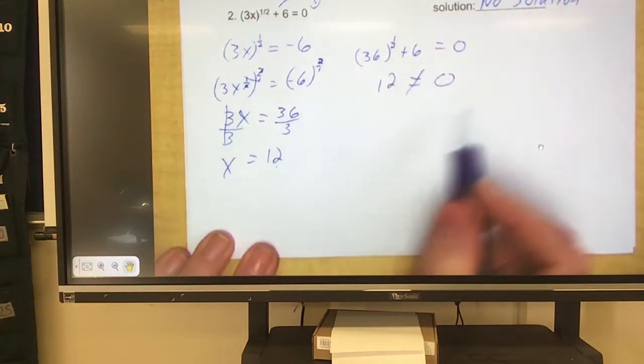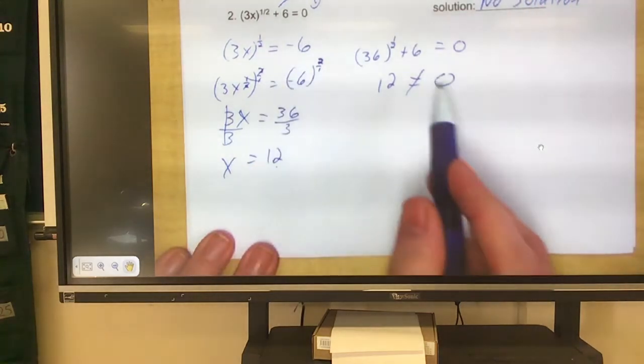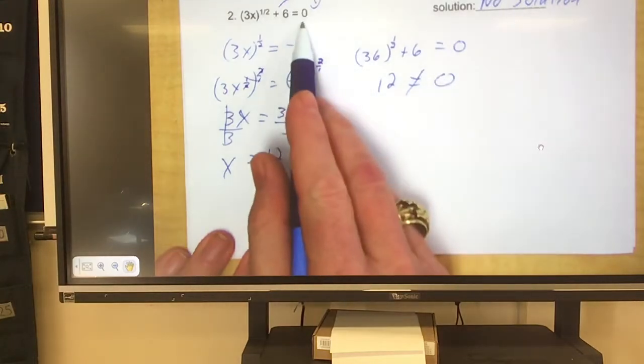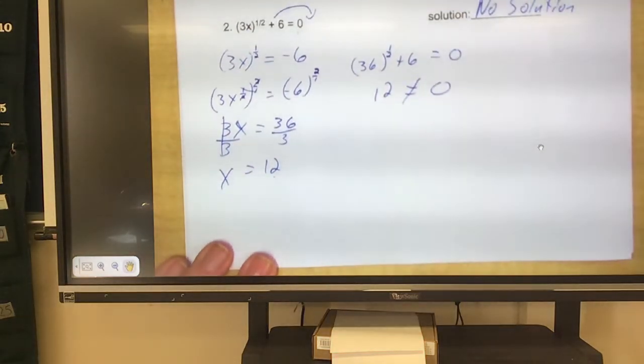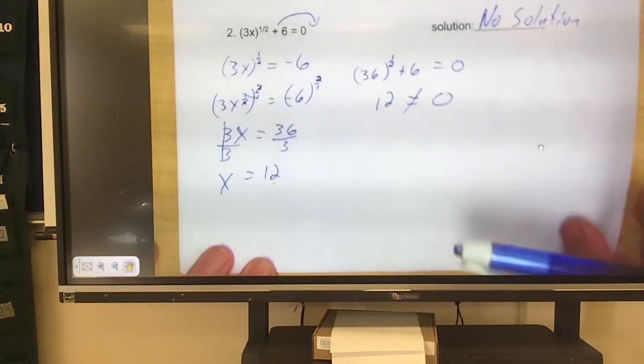So whenever I plug it back into the original, if it does not work to fit the original, which says it should equal 0, and then the top one it said it should equal 16, then it does not work. It's no solution. Okay, flip it.